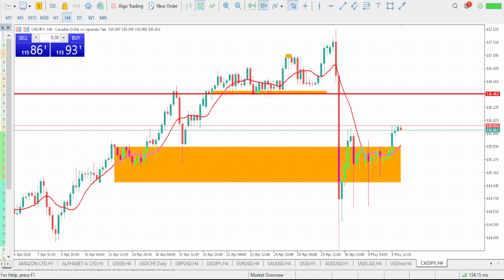So now this is going to be our movement for the day on our CADJPY. First things first, remember guys, you all know the rules of trading. First, you need to know your trend. Second, you need to trade with the trend. Remember, we are only going to be trading with what the market is doing and not against it.